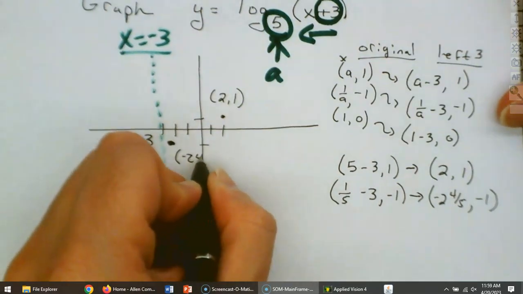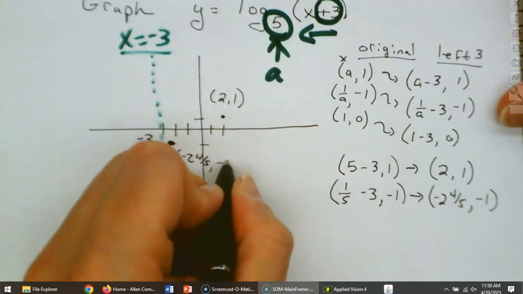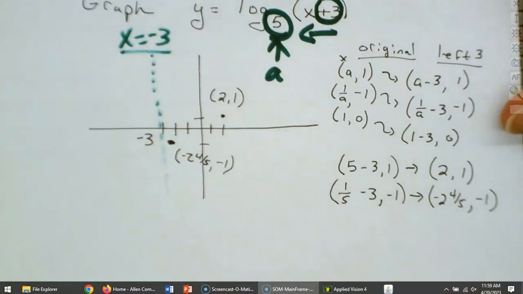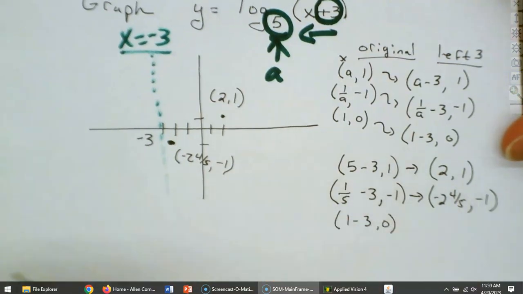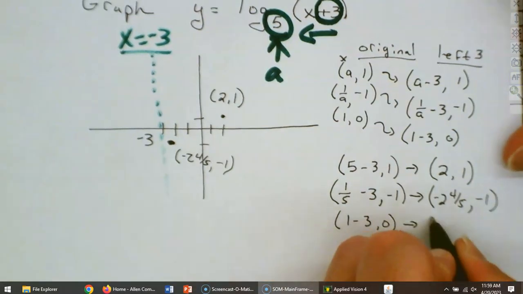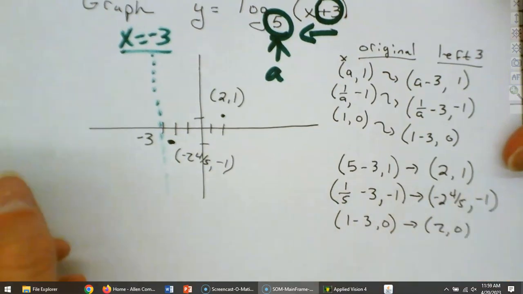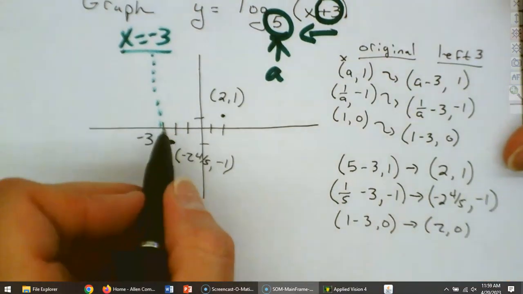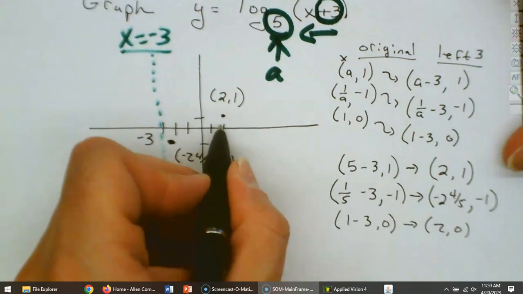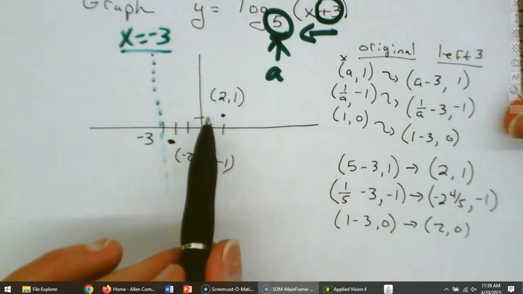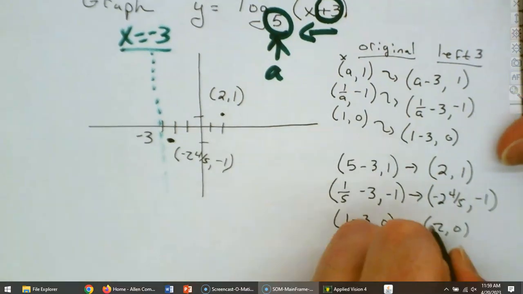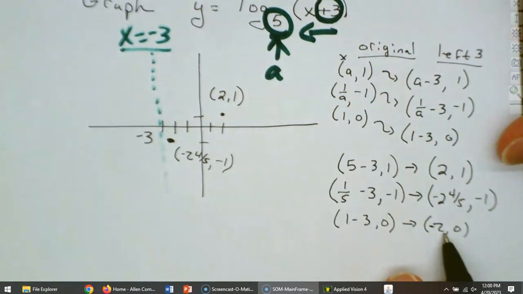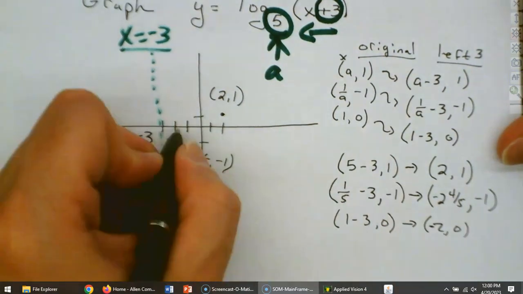Is minus 2 and 4/5, comma minus 1 there. And the other point, well, it's 1 minus that 3. And 1 minus 3, that makes it a 2, comma 0. And 2, comma 0 is right here. Okay, so if that one, sorry, minus 2. My mistake there. Yep, sorry, sign error. That should be a minus 2 there. Okay, so minus 2, 0 is right here.